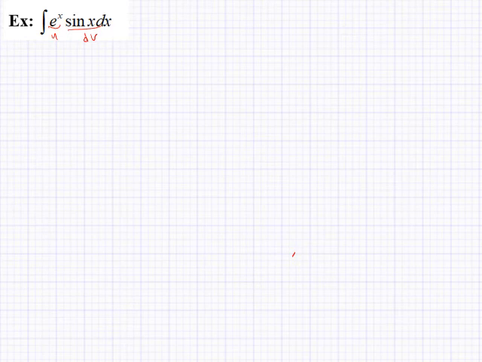Because when I look at this and I try to decide which way I should do it, e to the x, pretty easy to integrate or differentiate. Sine x, pretty easy to integrate or differentiate, so that doesn't help. Neither of which is going to become simpler if I integrate or differentiate them, because they're just going to keep oscillating back and forth, which is the reason why the original integral comes back again. And so, this one, it doesn't matter how we assign our u and our dv.